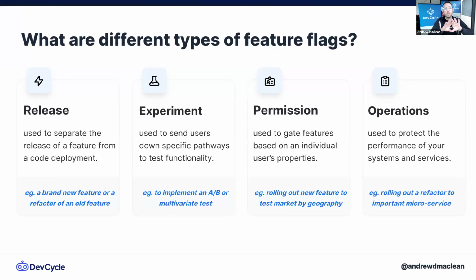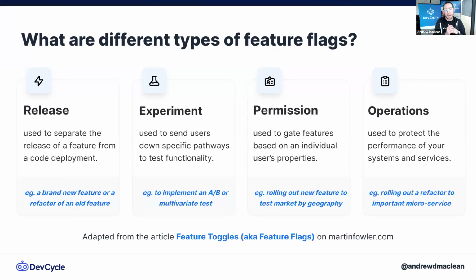Now, these types of feature flags are really well outlined and are adapted from this great article over on martinfowler.com. If you Google feature toggles, aka feature flags, and Martin Fowler, you'll find this. It goes really deep into all of these different kinds of feature flags and why we bucket all of the different use cases into these four types.